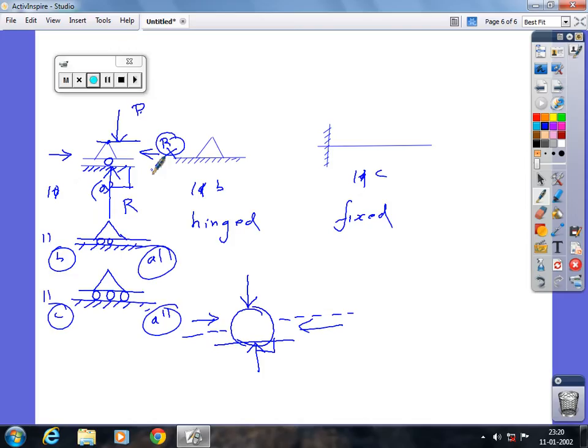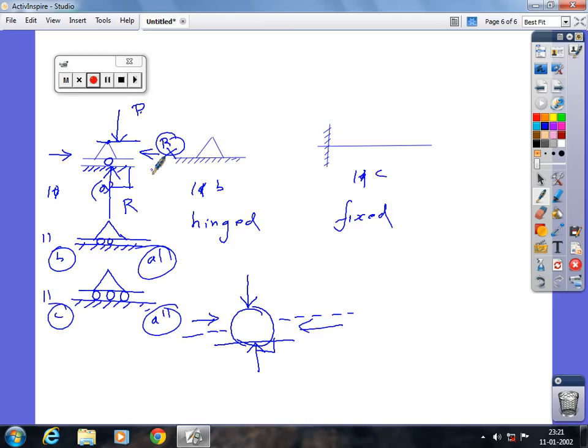A hinged support is represented by means of a triangle as shown in diagram 11b. So now if you listen here, if it is something like this, if I am having a fold here, maybe that is going to be the best example of a hinged support, right?